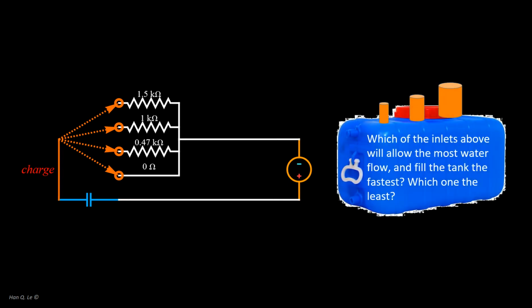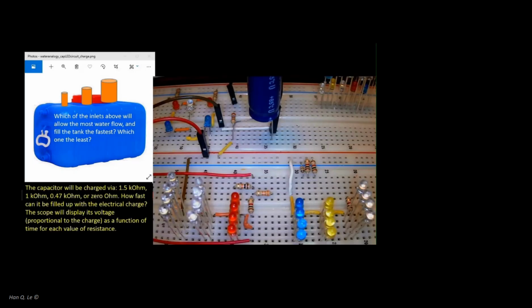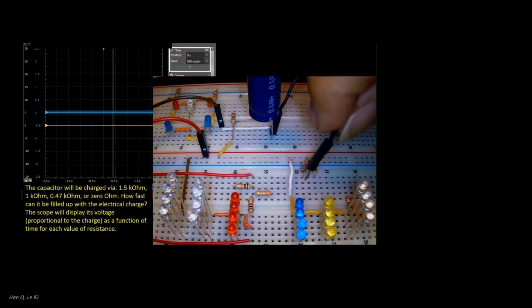In filling a water tank, which of the 3 inlets with different orifice sizes will allow the filling be the fastest, and which one, the slowest? Imagine you are doing this experiment. In each step in the follow, the capacitor will be first shorted to drain all of its charges. Then it will be charged through the choice of different resistors. The scope trace will display the capacitor voltage as a function of time. See if you have an intuitive understanding of the time-dependent behavior.